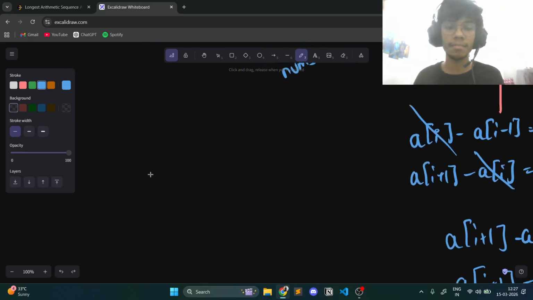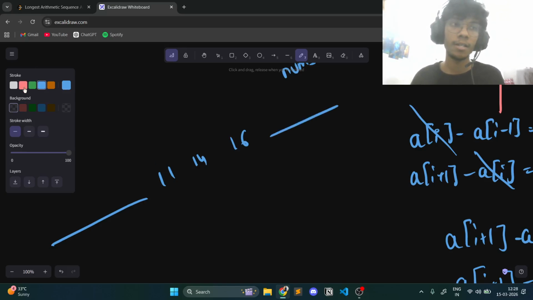But if we had something like 11 and 16, and let's say we had 14 over here, then the differences are not the same. Let's say we had some gibberish over here, some gibberish over here. Cool. Now you can see that when you do A of I plus 1 minus A of I, this is actually 5, right, which is odd.